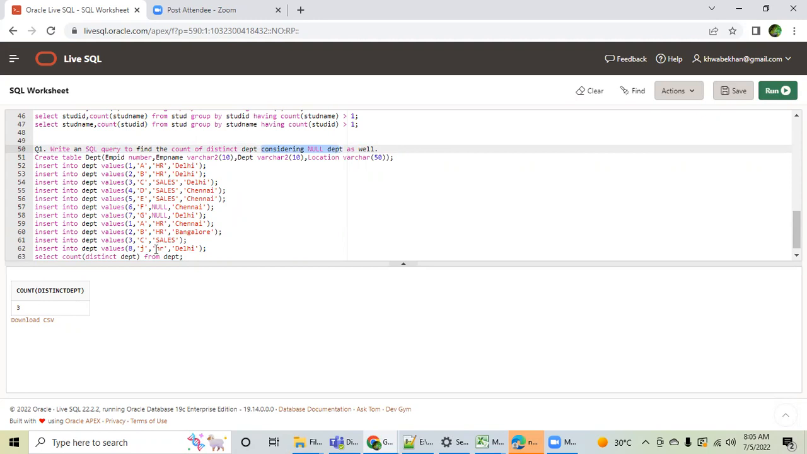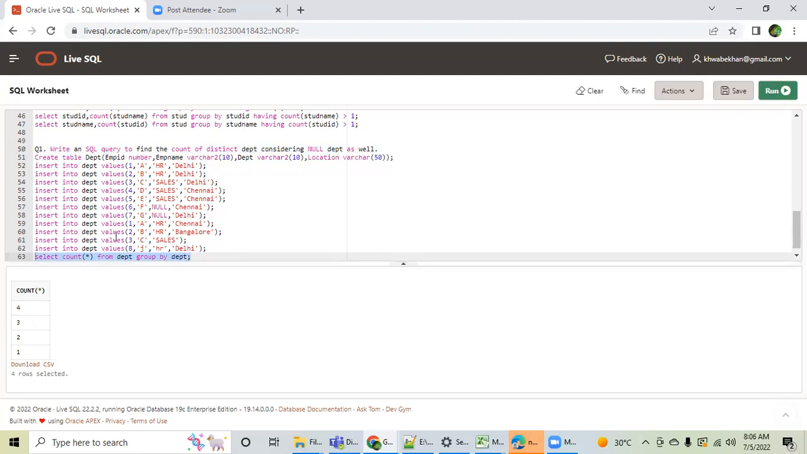So you have to consider null as well. What will you do here? Group by department and count star. Group by department and count of the star. No. That will not work here. See, I will write that with group by department. And here you are telling to use count of a star. No, this will not work. Department comma, like 4, 3, 2, 1. Department comma. This will also not work.